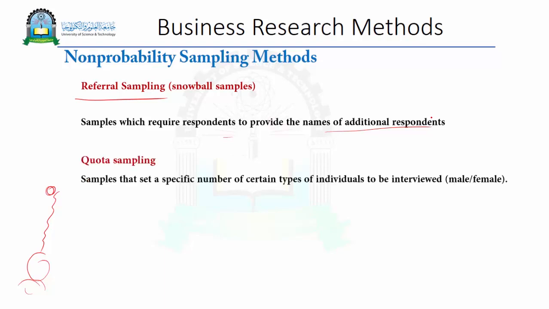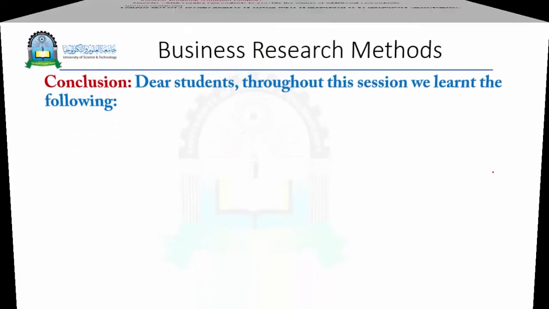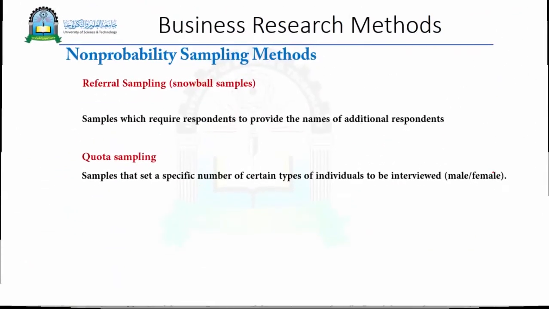The last one is what we call quota sampling, a sample that sets a specific number of certain types of individuals to be interviewed, male or female. If we have, for example, 60% male and 40% female, you need to divide them according to the quota and take from both groups.